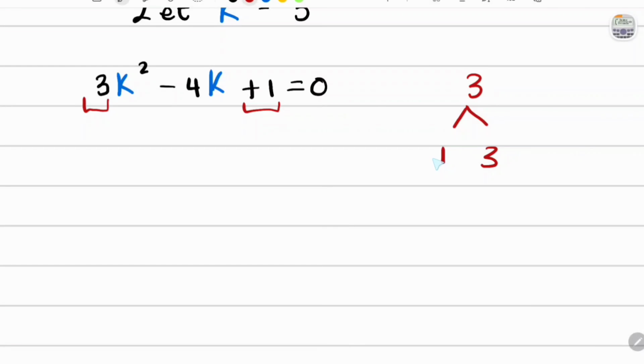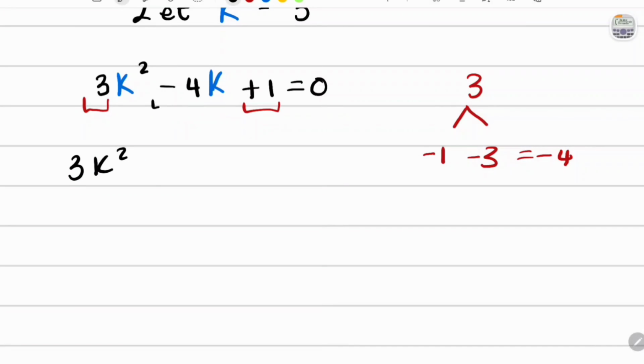Because it's positive 3, if you make this negative and this negative, when you multiply, negative 1 times negative 3 gives you positive 3. But negative 1 minus negative 3 also gives you negative 4. So do you see that? Those are our factors. And this is how we're going to write these factors now. So we're going to say 3K squared.